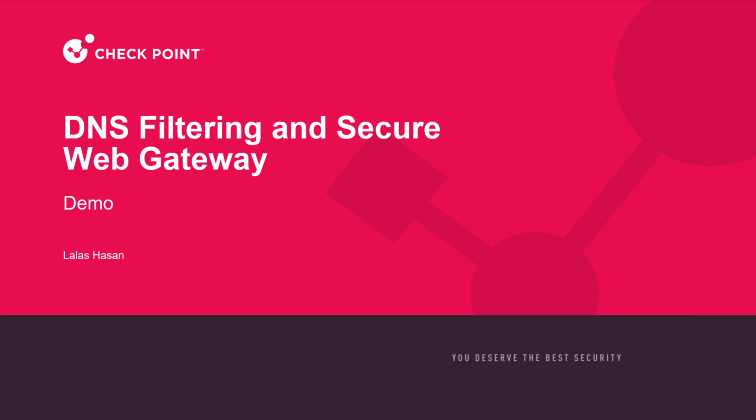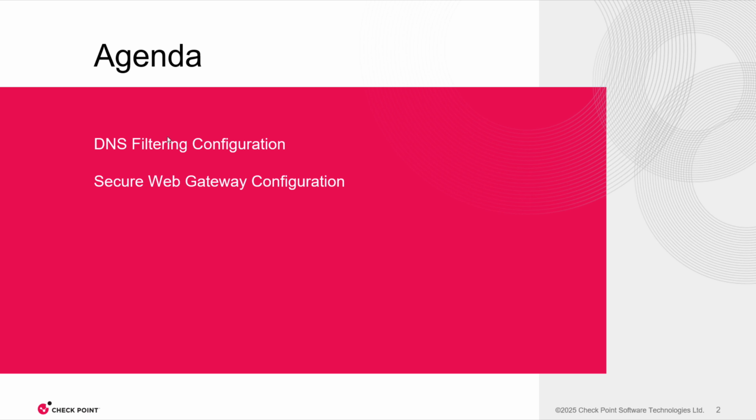In this video, we will walk through a hands-on demonstration of DNS filtering and secure web gateway in Harmony SASE. So let's look at the agenda. We'll begin by enabling DNS filtering and blocking a category, then move on to configuring web filtering rules using secure web gateway. Finally, we will test the setup and verify the results using the Harmony SASE agent and logs. So let's start with the first part of this video, which is DNS filtering configuration.